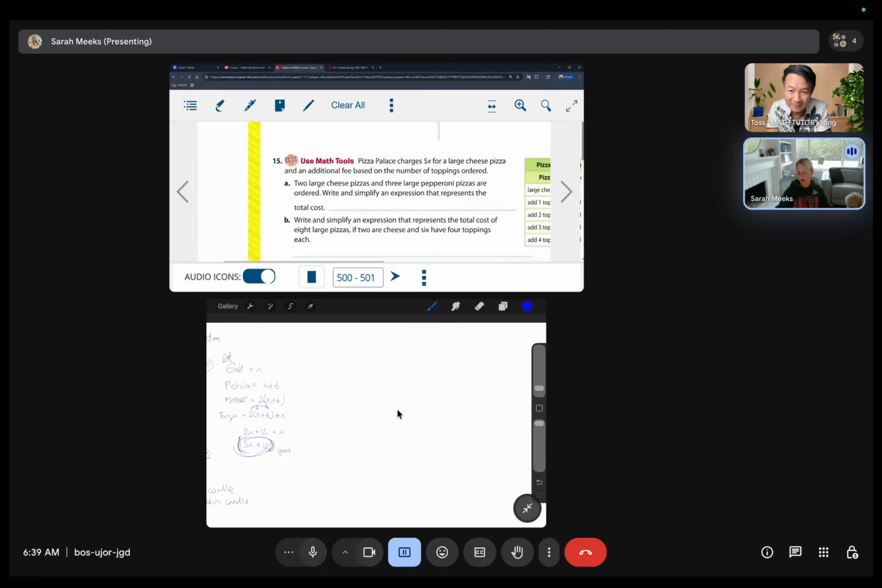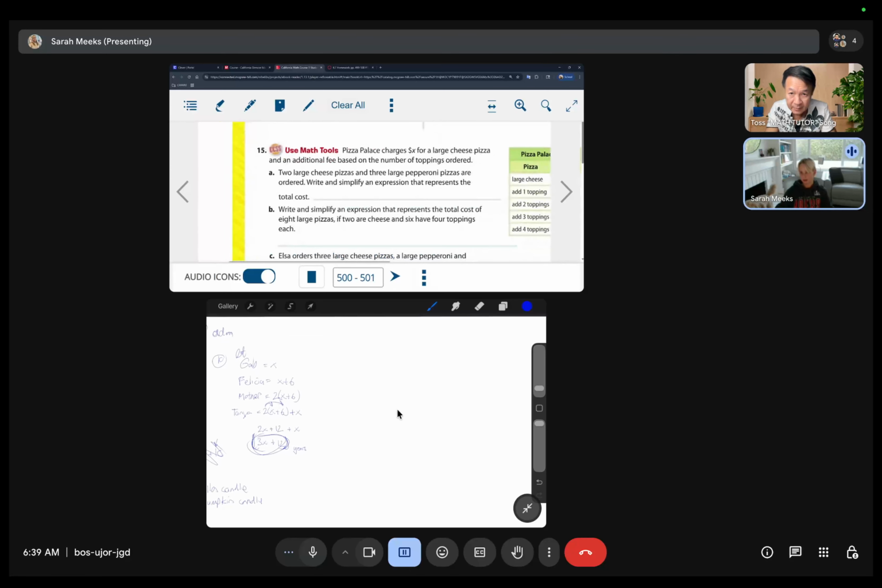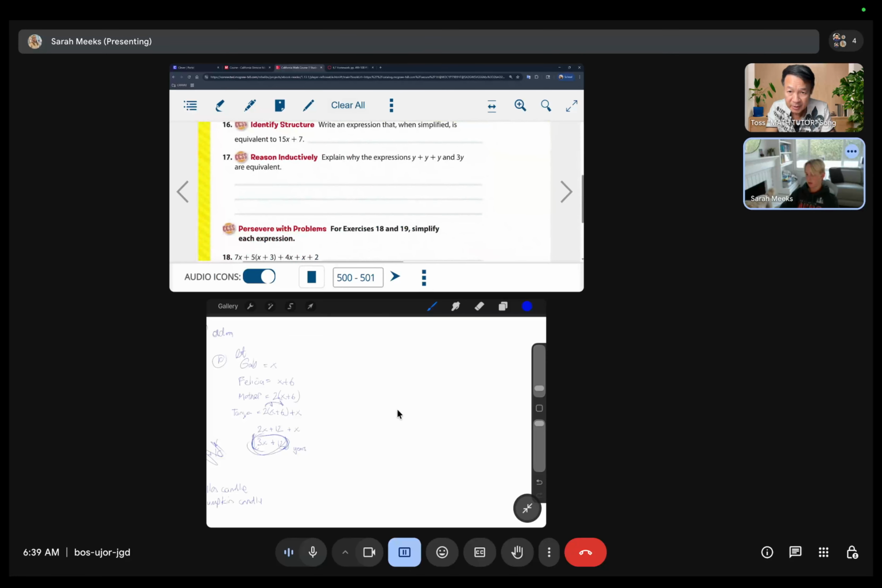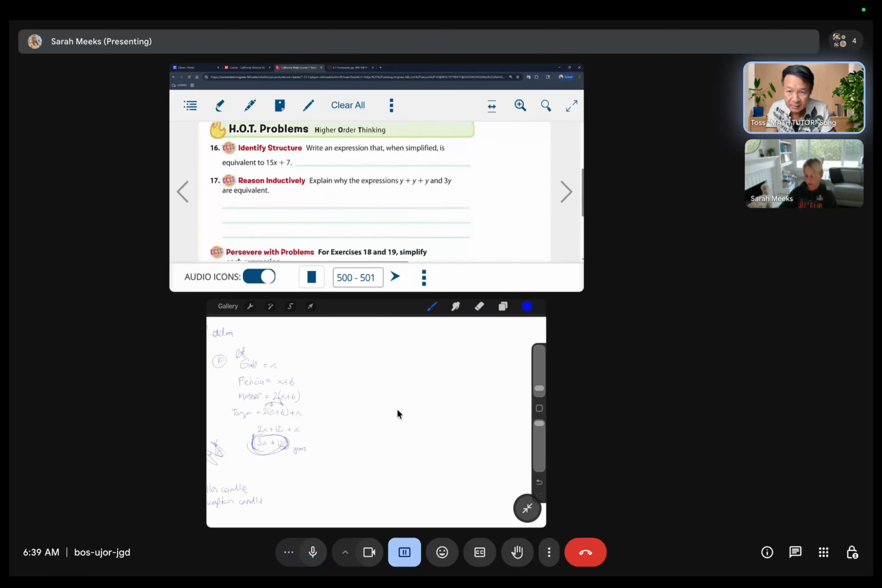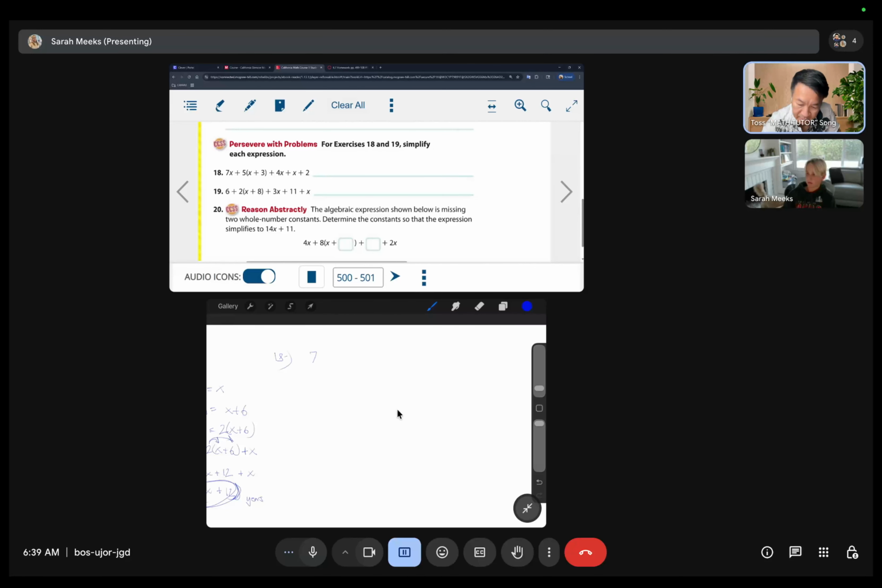And then I have numbers 18 and 19. Okay, so we'll jump into 18 and 19. Okay. So let me quickly write the whole thing because I'll bet you'll be fine, but I want to make sure. Because you're gonna distribute and then combine like terms. So you kind of want to be neat here.